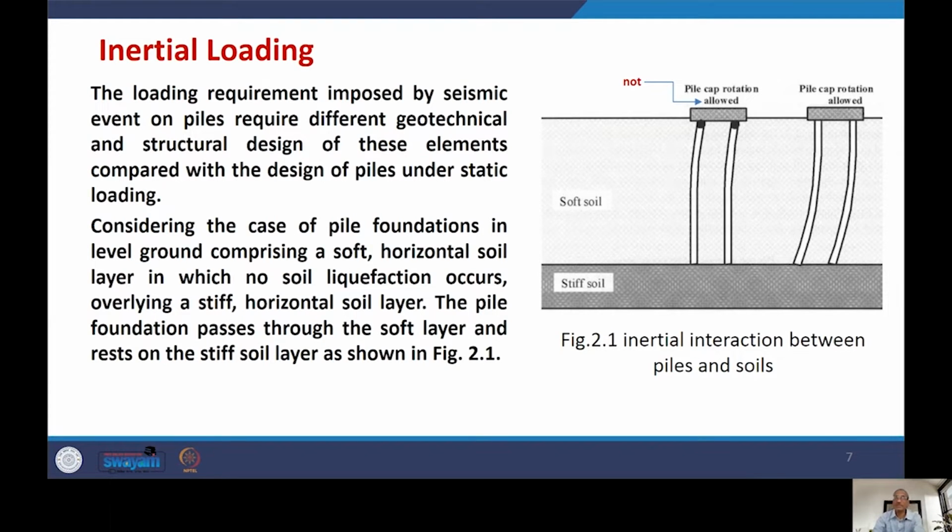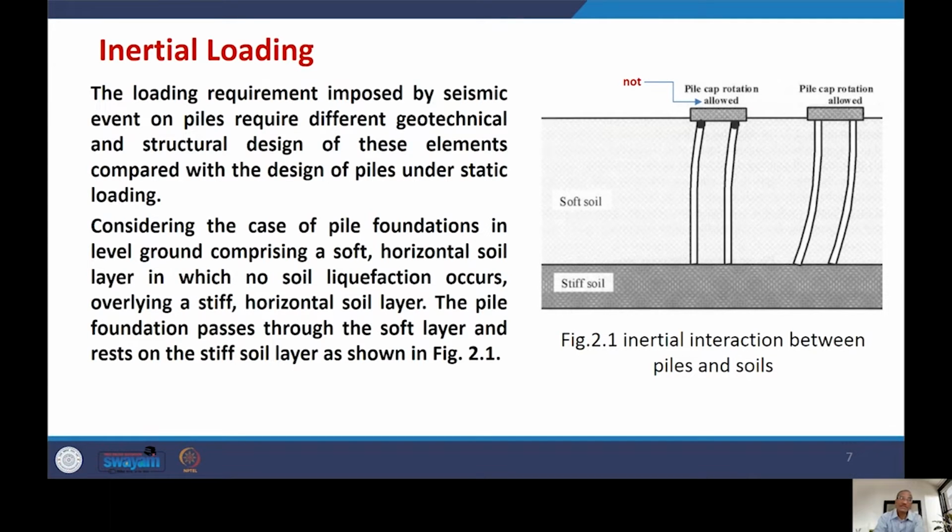What is the effect of inertial interaction between piles and soils? So here, the loading requirement imposed by seismic events on piles requires different geotechnical and structural design of these elements compared with the design of piles under static loading. So compared to static loading, inertial loads, which are absent in case of static loading, need to be considered as dynamic loading.